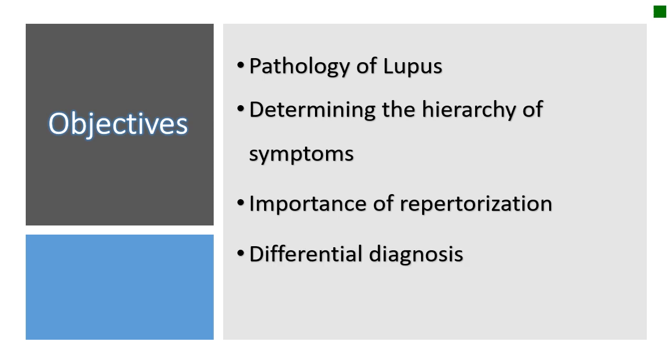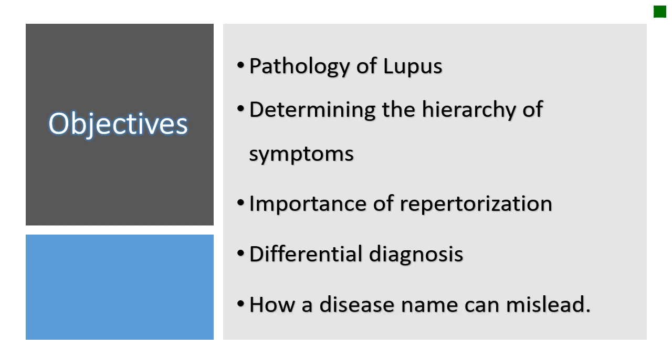We will also do a differential analysis of the remedies that come up during our repertorization to zero in on the correct remedy and also help us to have a strategy for the second prescription. Another point that will be emphasized during this presentation is, in the later videos, how a disease name can mislead. And very often, allopaths will send their patients to homeopaths with a disease label based on insufficient data or unreliable data. So that is one thing we must always be wary about.